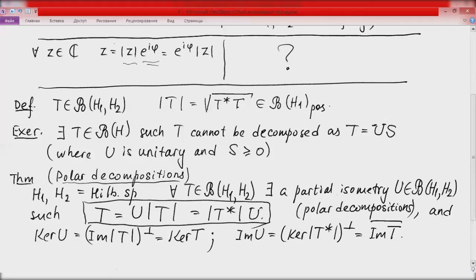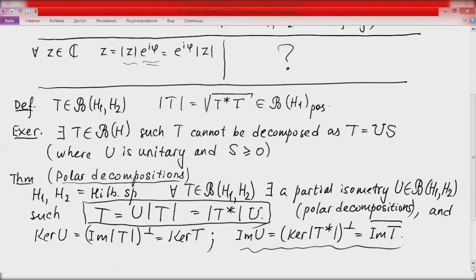Look, for example, at the second formula. If U satisfies the polar decomposition formula, then it's clear that the image of T is contained in the image of U. And since the image of Q is closed, we see that the closure of the image of T is necessarily contained in the image of U. So this formula means that the image of U is as small as possible.